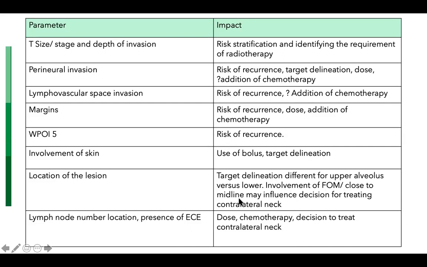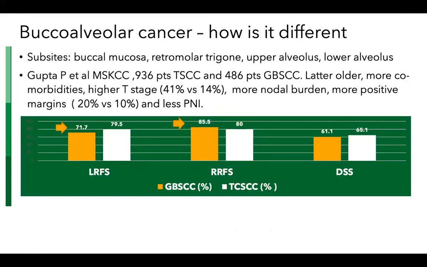Involvement of the floor of the mouth or close to the midline may influence the decision for treating the contralateral neck. Lymph node number and the presence of ECE will decide the dose, the chemotherapy, and the decision whether to treat the contralateral neck or not. So these are some of the factors that we need to look at when we are reading the histopathology report of the patient. And then, of course, before drawing the target, we need to be aware of the pattern of failure.